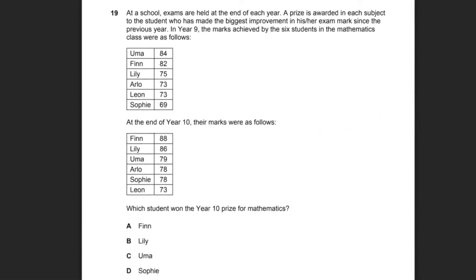Okay, so question 19 says, at a school, exams are held at the end of each year. A prize is awarded in each subject to the student who has made the biggest improvement in his or her exam marks since the previous year. In year 9, the marks achieved by the 6 students in the mathematics class were as follows, blah, blah, blah. At the end of year 10, their marks were as follows, blah, blah, blah. Each student won the year 10 prize for mathematics.